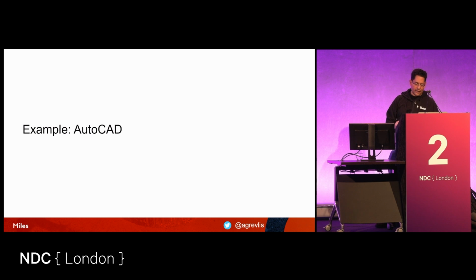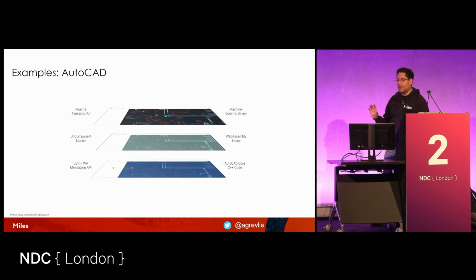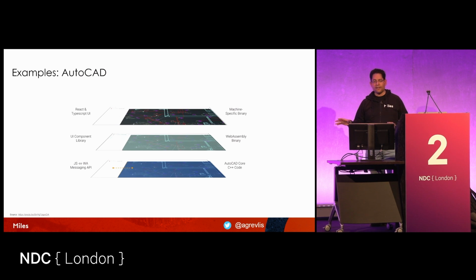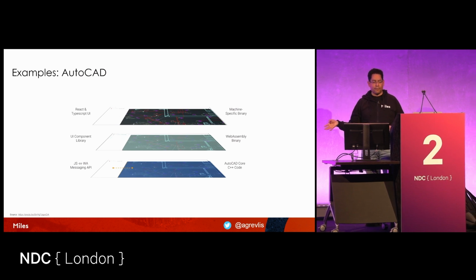And another example is from AutoCAD. AutoCAD is a company that deals with drawings, so they have a large customer base. They've been around since the 1970s. There are many different types of drawings that they want to be able to expose on the web. And until quite recently, they haven't been able to do that because this has just been available on the desktop.